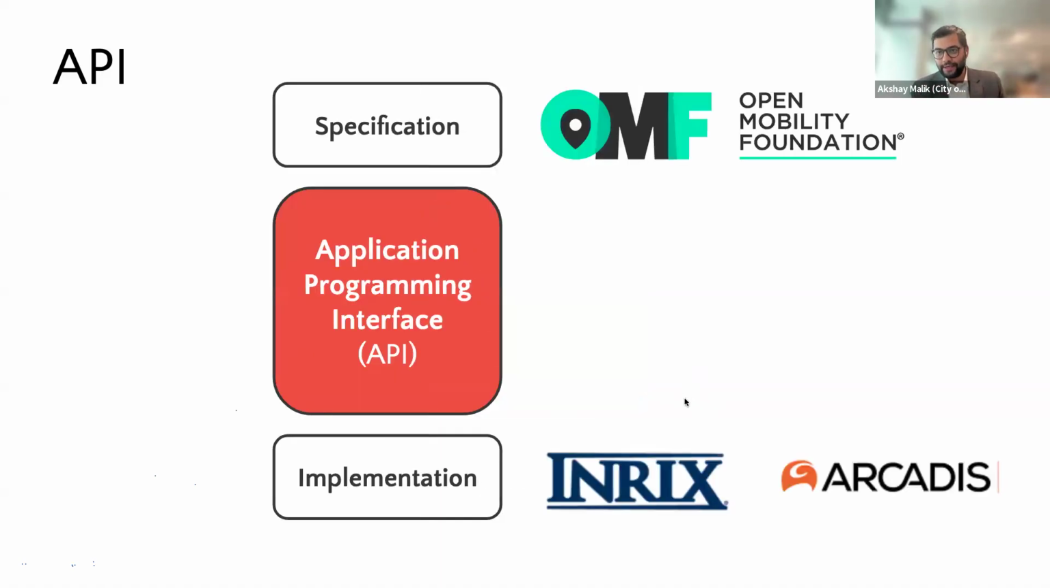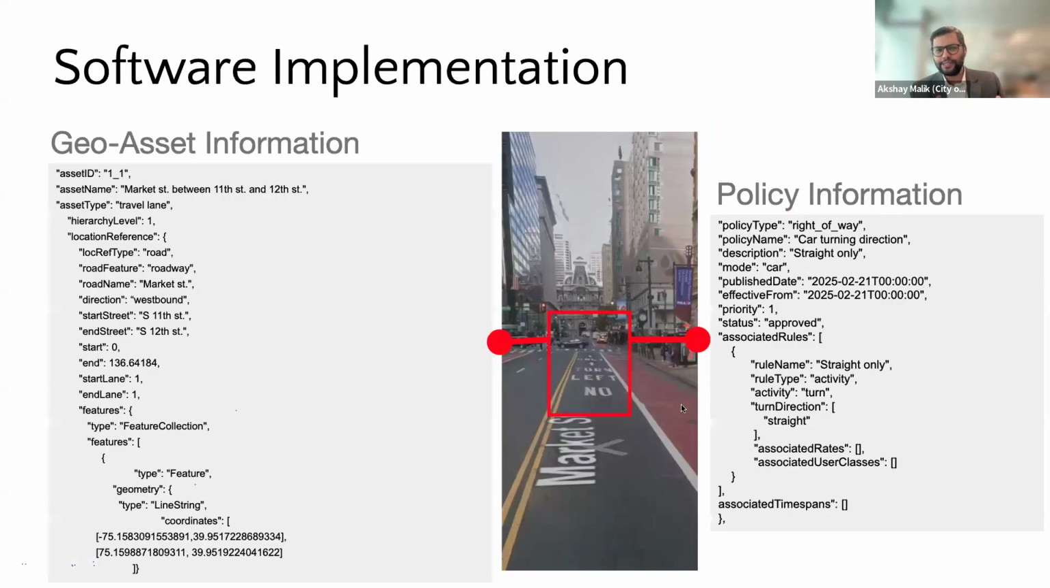This is where the APIs live for CDS and MDS. And we're working on the implementation with INRIX. The product is called Road Rules, and Arcadis. These are 2 prime vendors, but there are other vendors involved. Next slide, please. So this is just to say each lane is getting geo asset information mapped and added to the software implementation. And it is also getting its policy information mapped and added to the software implementation.